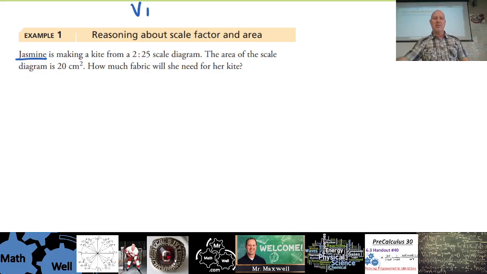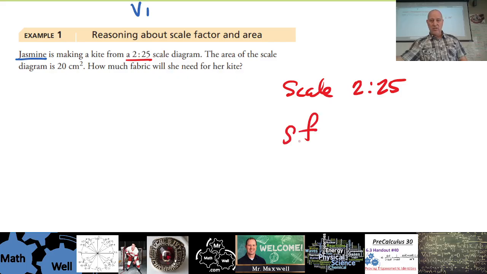So Jasmine is making a kite from a scale diagram. We talked briefly about scale, not scale factor, at the end of last lesson. Scale, when written like this, does not have to be the same units. You can have 2 centimeters is to 25 millimeters if you want. Scale factor, though, does have to be in the same units, because it's a ratio. Now, if it doesn't give you any units, that means they are the same units.